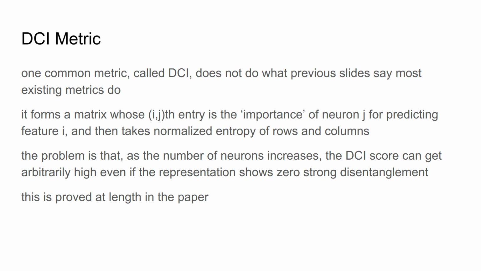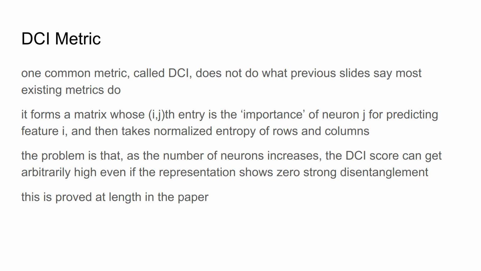DCI is a bit of a special case because it doesn't do this aligning neurons to factors thing. What it does is compute a score for each neuron and factor, rather like the Hinton diagrams. And then it takes something like the entropy of each row and column, some kind of normalized version of that.